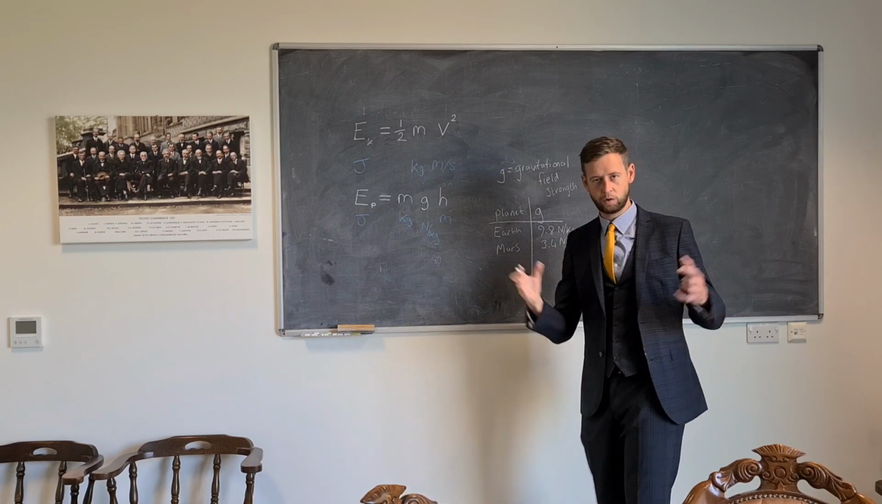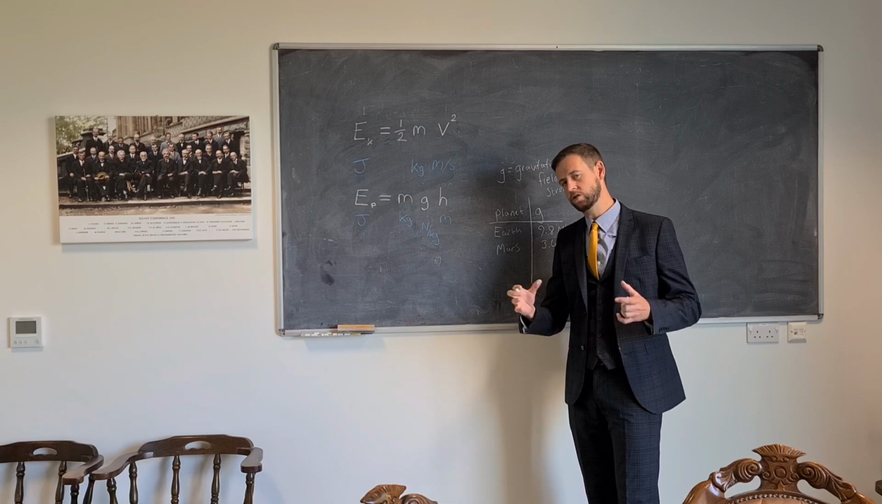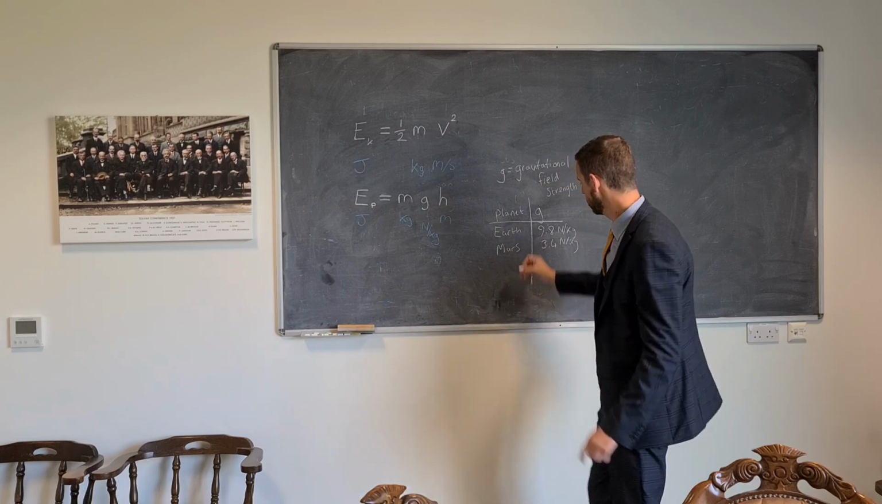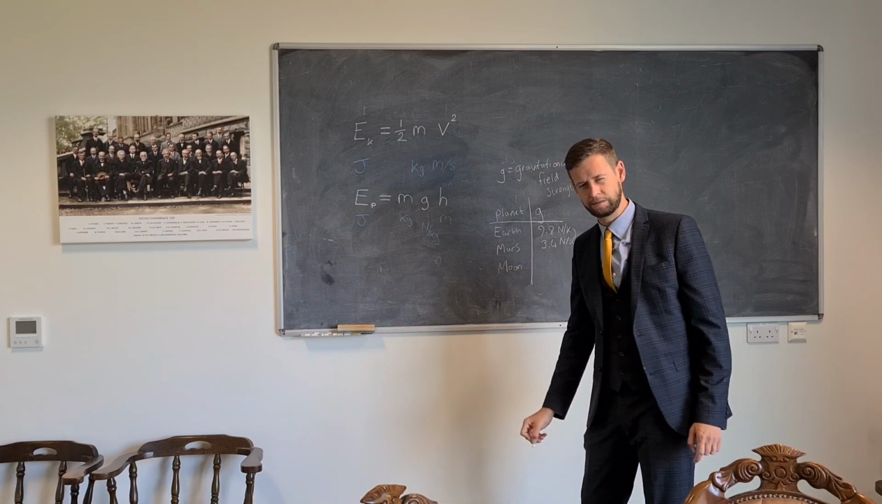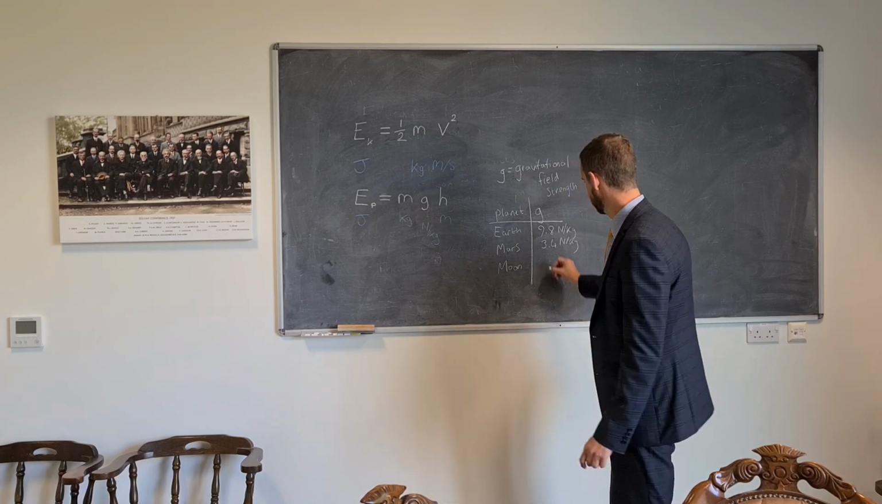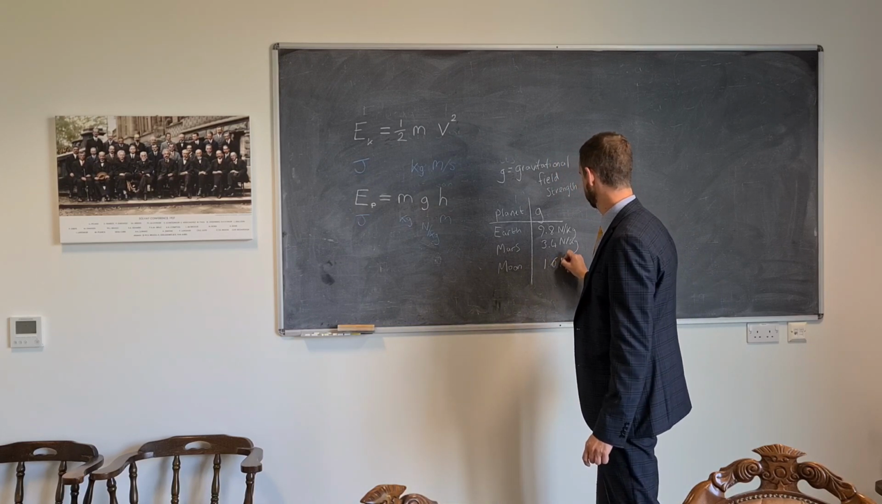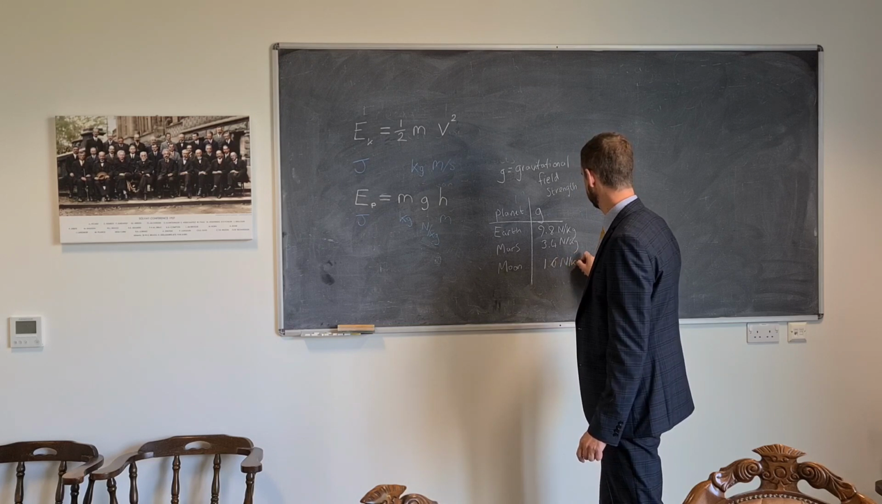Because Mars is a smaller planet, its gravity is not as strong. On the moon, gravity is very weak because the moon is about the same size as Australia, and it is about 1.6 newtons per kilogram.